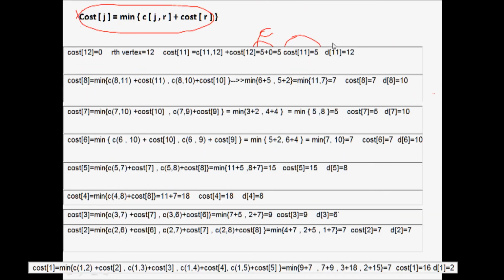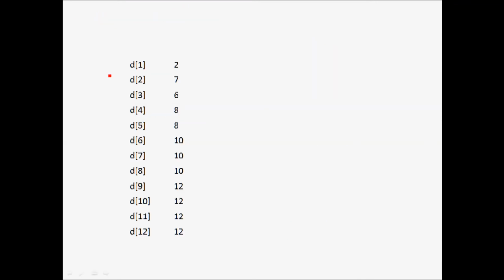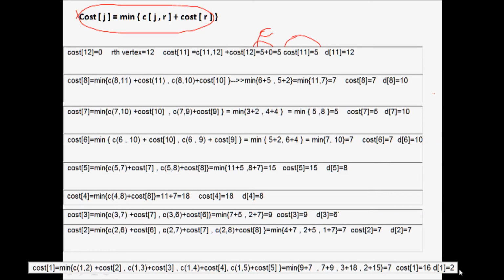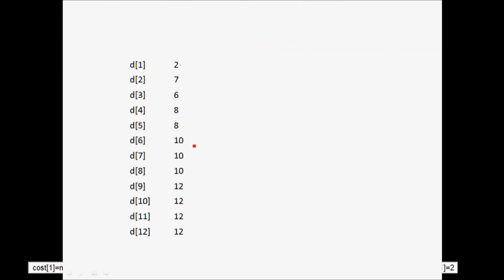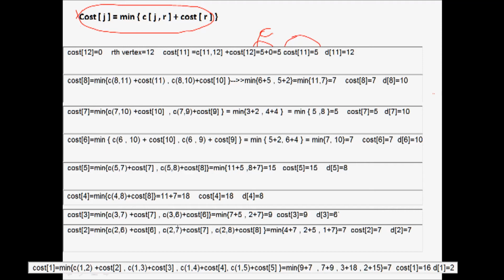As we know that we have saved that path into the D array or D matrix like this, that is d of 1 is equal to 2. We have taken this from here: d of 1 is equal to 2, d of 2 is equal to 7, d of 3 is equal to 6, d of 4 is equal to 8, d of 5 is equal to 8, and so on. And from here we can deduce the path. But before doing this, let us go through the rest of the algorithm.